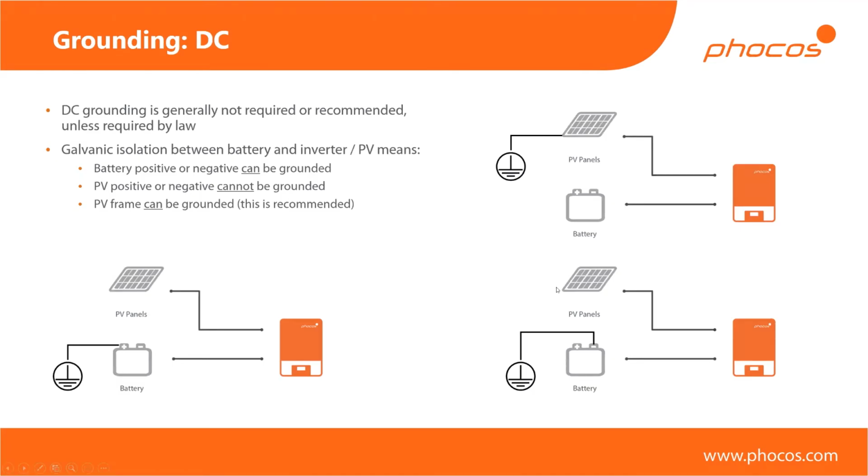For DC grounding, for the battery, you're very flexible. You can ground either the positive or negative terminal if you want. You certainly don't need to. We certainly don't prescribe it. It might be required in your country or by the battery manufacturer. And for the PV side, you may only ground the frame. You may not ground the positive or negative. The battery is the part that's galvanically isolated from the inverter and PV side.